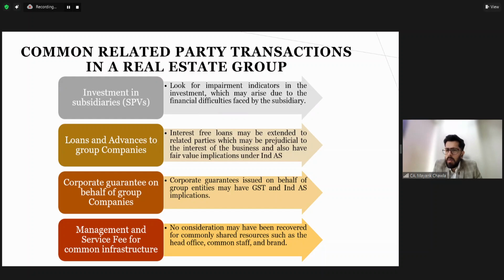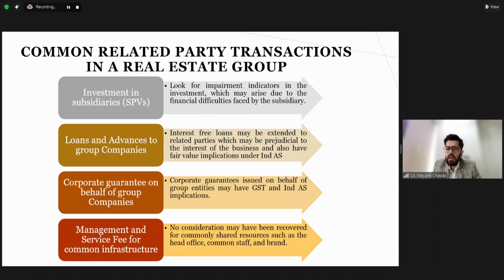So these are some of the related party transactions which are seen in a real estate entity. Investment in the subsidiaries is the common transaction because generally the projects take place in a particular SPV, and investment is made by the holding company to the subsidiary, and then the subsidiary purchases the land, and further construction is done. So there might be impairment indicators if the particular investment in a subsidiary does not turn out to be successful. A similar thing can happen for loans and advances because money may be given in the form of investment or in the form of loans and advances as well.